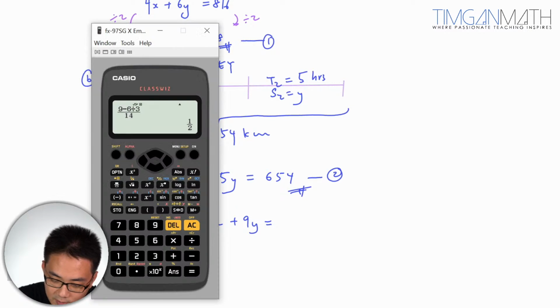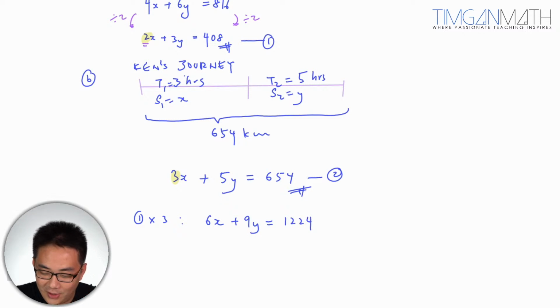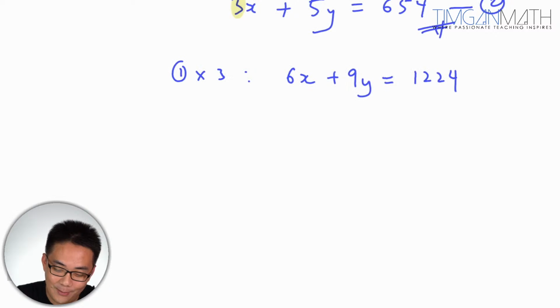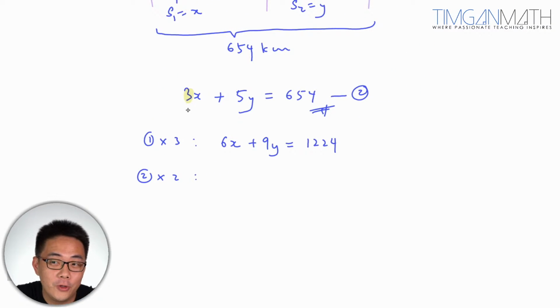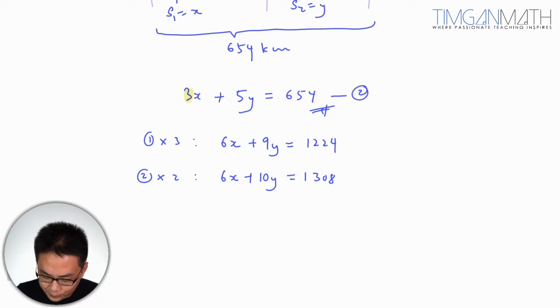Then 408 times 3, calculator will give you 1224. So that's multiplied with 3. Then equation 2, I multiplied with 2, because I want to get the same coefficient for x. Multiply with 2 will give us 6x, then 10y, and 654 times 2 is 1308. Just key in calculator.